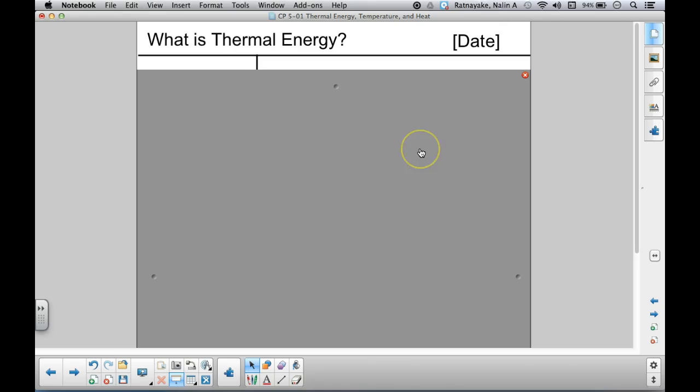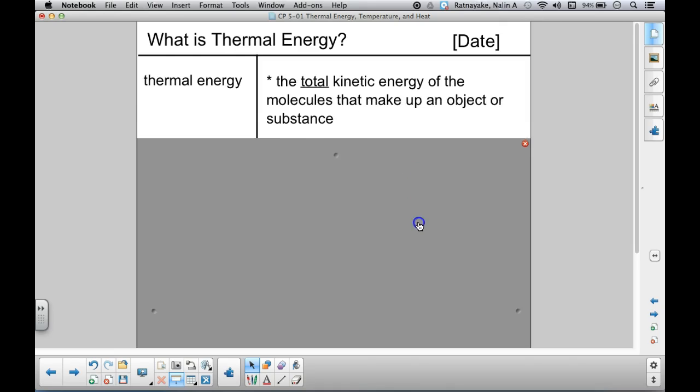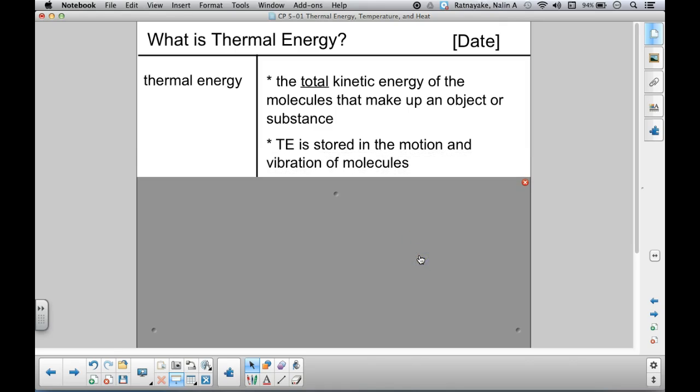Let's take some notes that will solidify some of these concepts, and then we'll look at a couple of examples. First of all, what is thermal energy? Thermal energy is the point of this entire unit, so it makes sense to define it first. Before, we talked about it as heat energy or energy associated with something that's hot or has a high temperature, and now we're going to give it a very specific definition. Thermal energy is a measure of the total kinetic energy of the molecules that make up an object or substance.